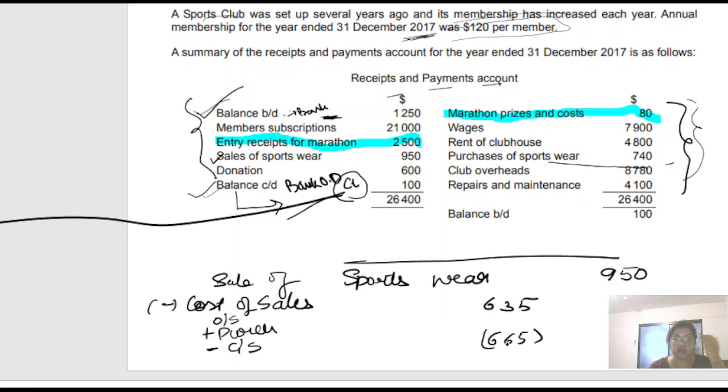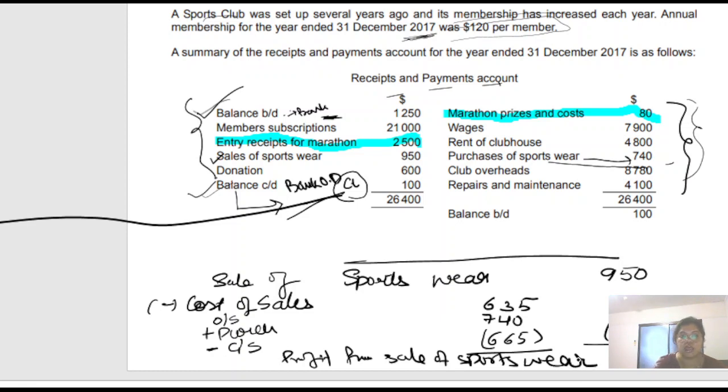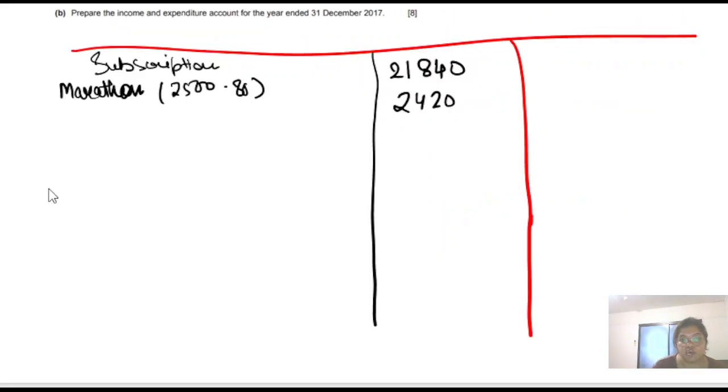Now if we made any kind of purchase of sportswear, then we have to mention it. Yes, here it is, purchase of sportswear, that is 740. So we have to add 740 also. By solving that, we get 710, and this is our positive value. So it means this is our profit from sale of sportswear. We are going to use that value here because it's a part of our income.